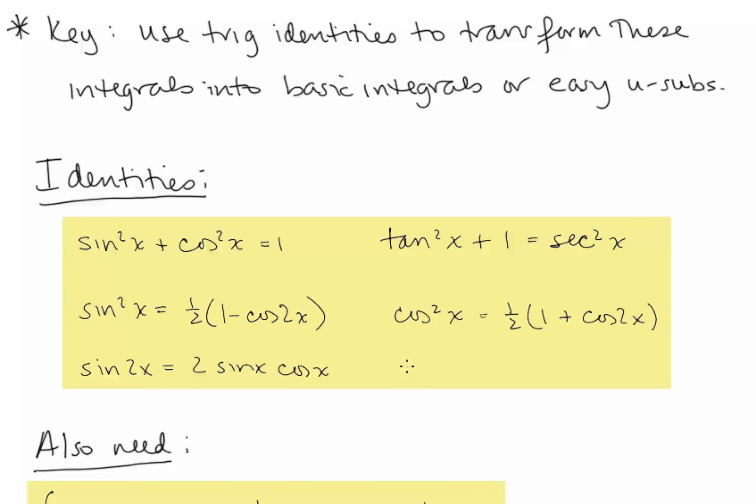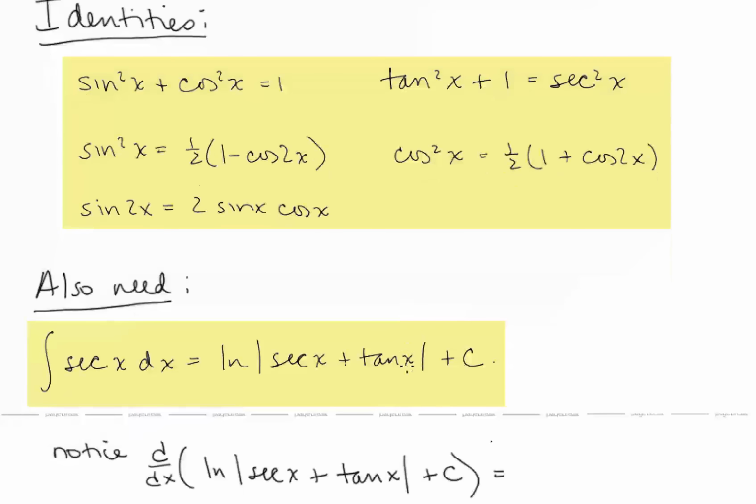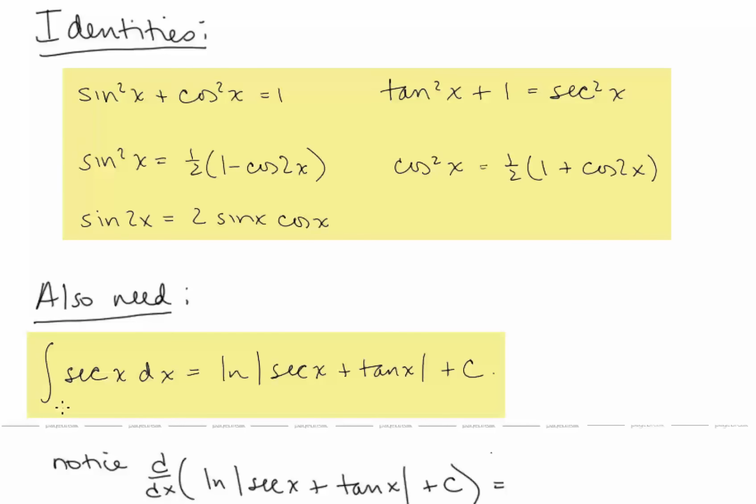And we're also going to need a couple of other integrals to help us complete these solutions. And this is one of them. The integral of secant x is ln of the absolute value of secant x plus tan x, plus a constant.